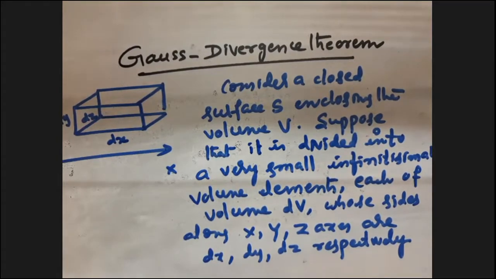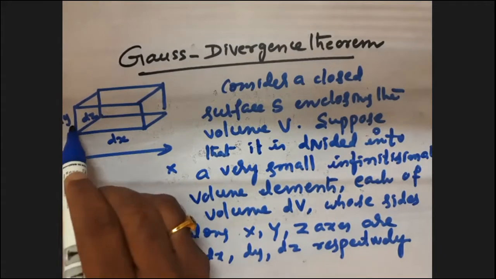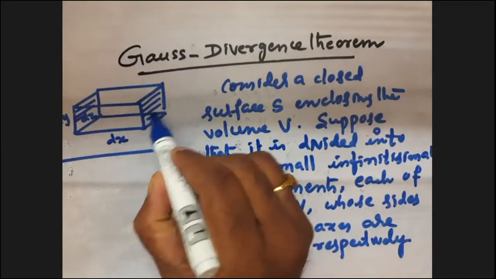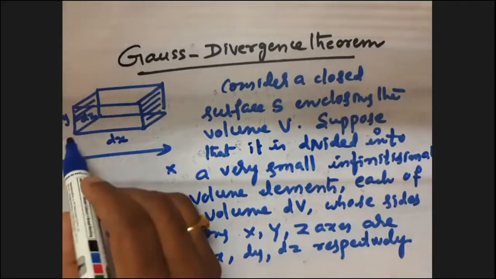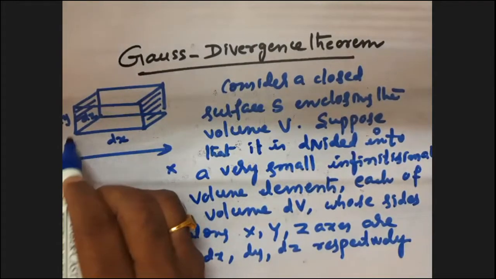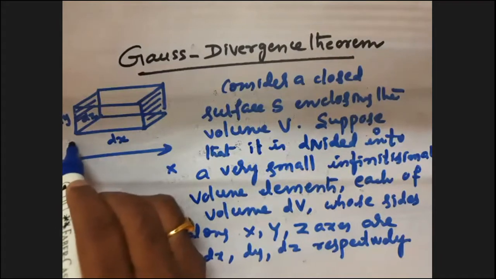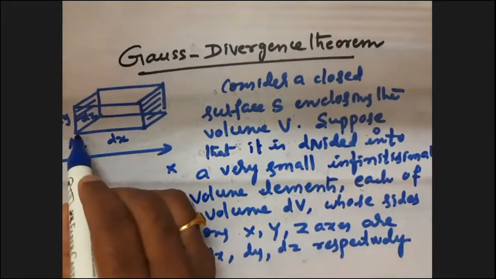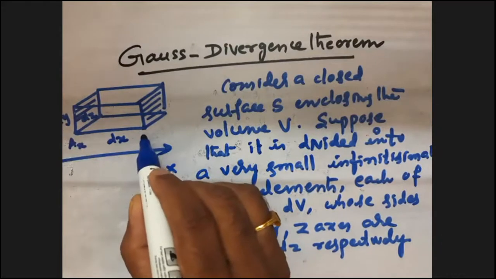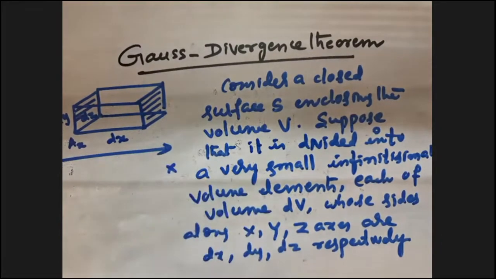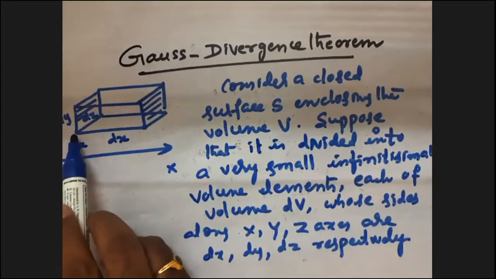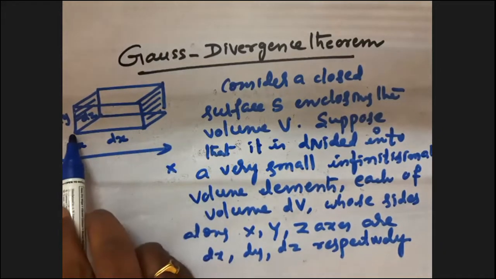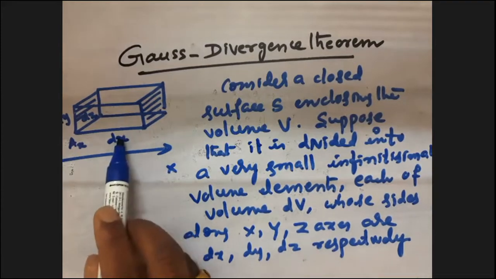Now, the value of the vector along the left face of this cube. This is the left face, and this is the right face of the cube along the x-axis. The value of the vector along the x-axis at the left face of this volume element is Ax. Here the coordinates are x, y, z. Here the coordinates are x plus dx, y plus dy, z plus dz. The side along the x-axis, dx, is written here.